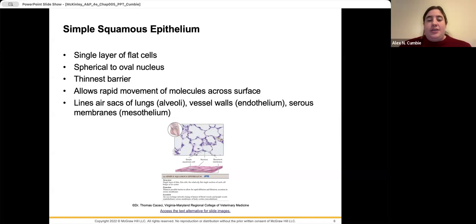The idea for this is to allow rapid movement of molecules across the surface. So one of the main functions is rapid diffusion, right? Moving molecules across cells is a diffusion kind of thing. So this facilitates rapid diffusion or even filtration of something on one side of the tissue moving through the cells to the other because it's just one layer of thin cells.